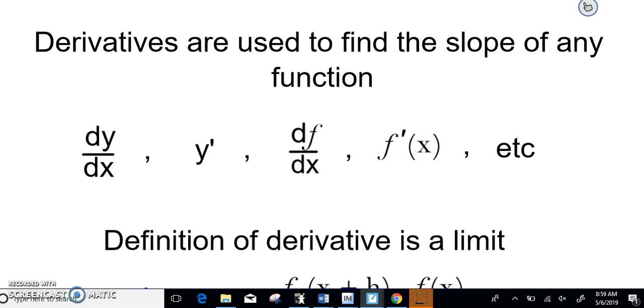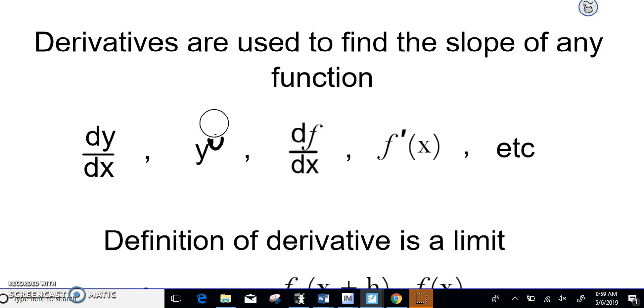So with this, if you look at all these parts here, I give you the actual symbols for all the different types of derivatives you can have. So you have dy dx, which is the first one. You have y prime.